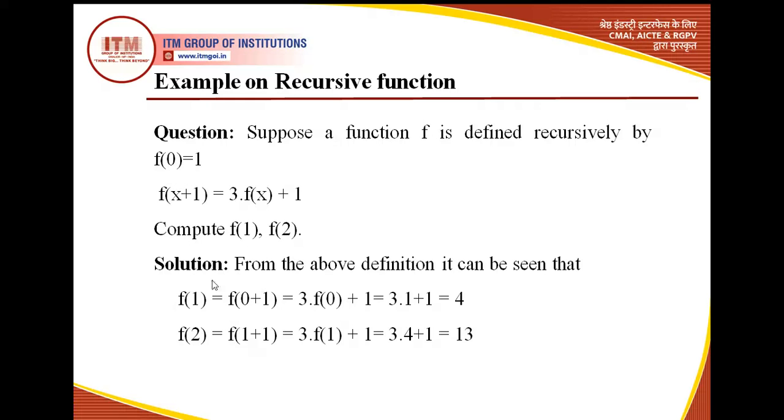For finding the value of f at 1, you have to put 0 here. So it becomes f(0+1), which is f(1), equal to 3 times f(0) plus 1. Where do we get the value of f(0)? It is given in the question. So it becomes 3 times 1 plus 1, which is 4. So we have got the value of f(1) as 4.